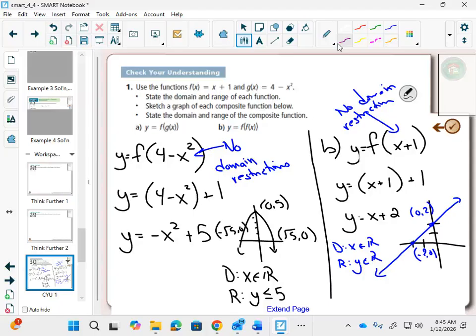So for the composition of functions, we're not going to look at the individual graphs to figure out the new graph. We're actually going to find the explicit equation and then use that explicit equation to find our domain and range. You can circle question number 4.